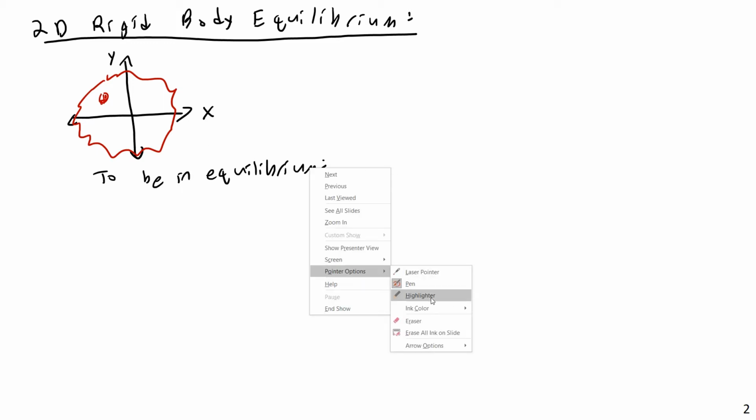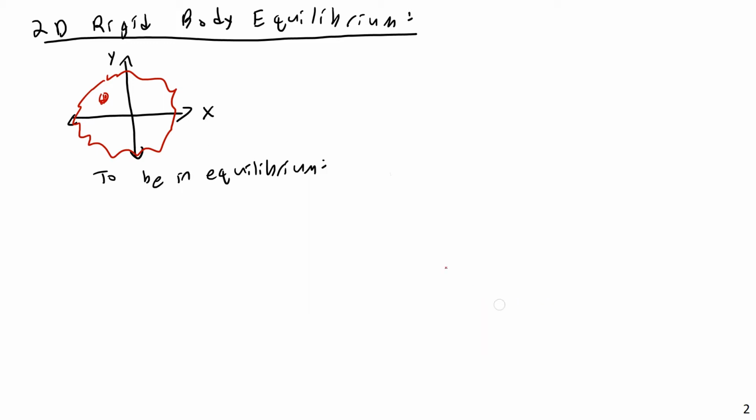If this thing were to be in equilibrium, but if I were to have a variety of forces applied to this, let's say I have F1, F2, F3, etc.